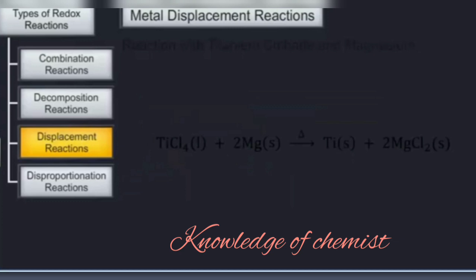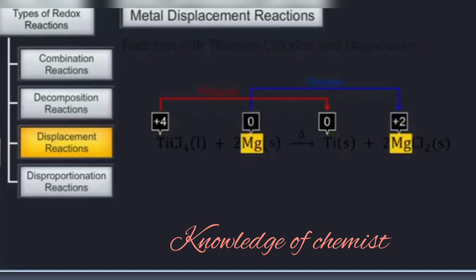In this reaction, titanium tetrachloride reacts with magnesium to form titanium and magnesium chloride. As you can see, magnesium has replaced titanium to form magnesium chloride. The oxidation number of titanium has changed from +4 to 0 and magnesium from 0 to +2. Hence, the reaction is also a redox displacement reaction.